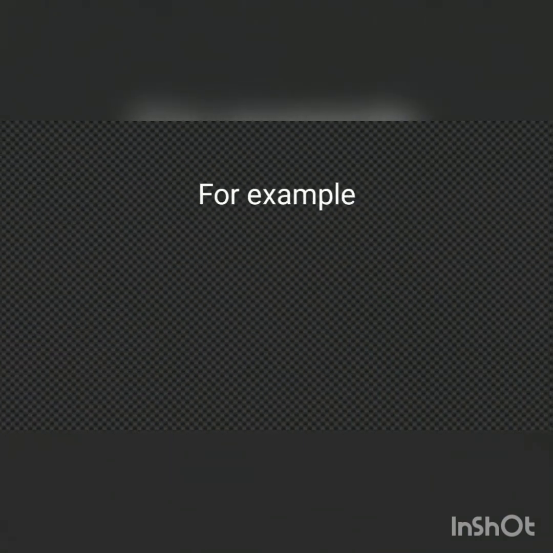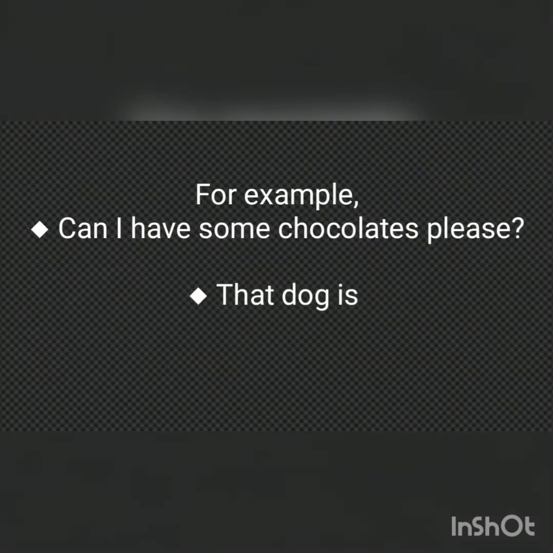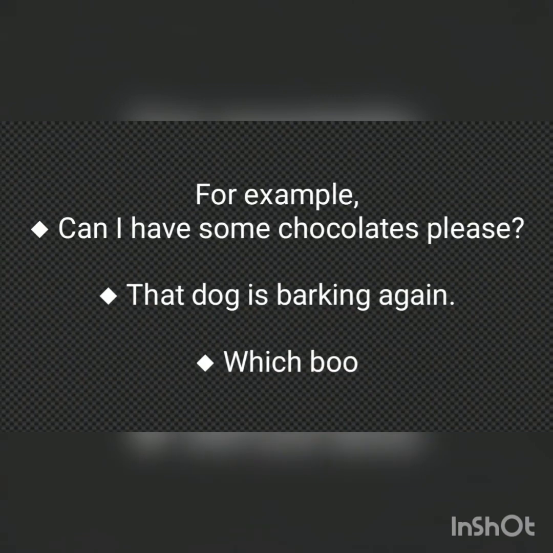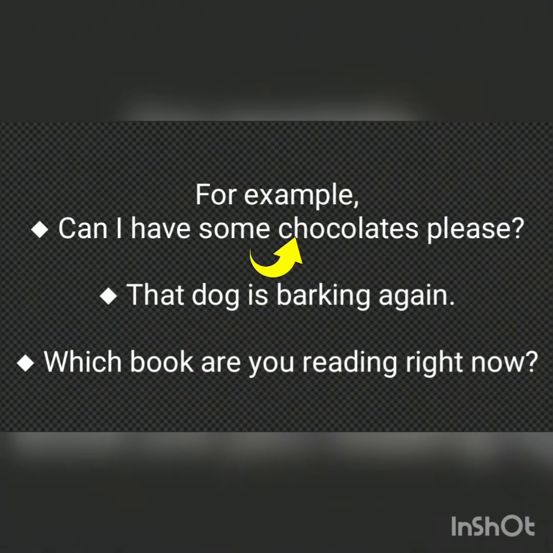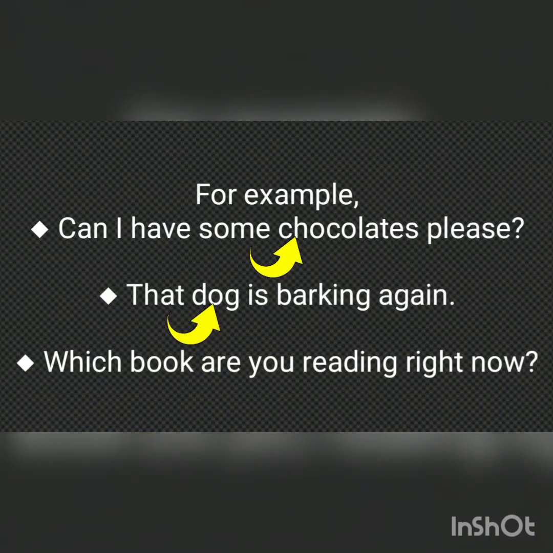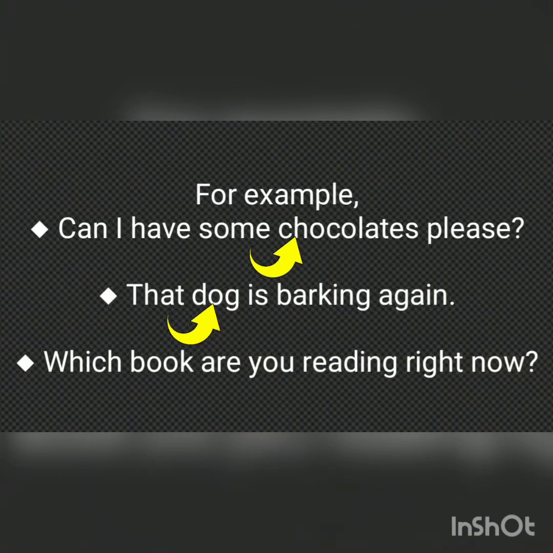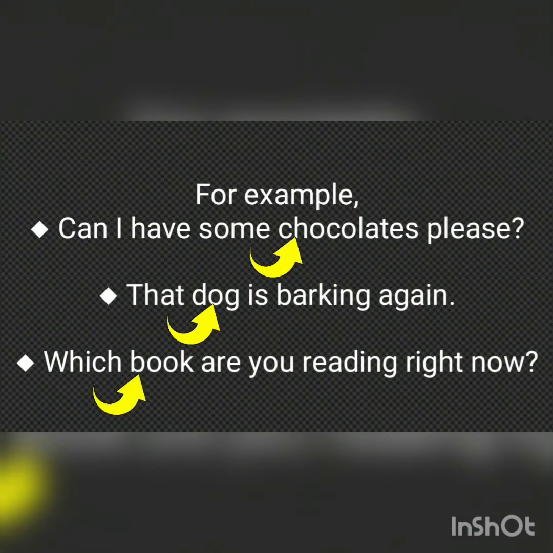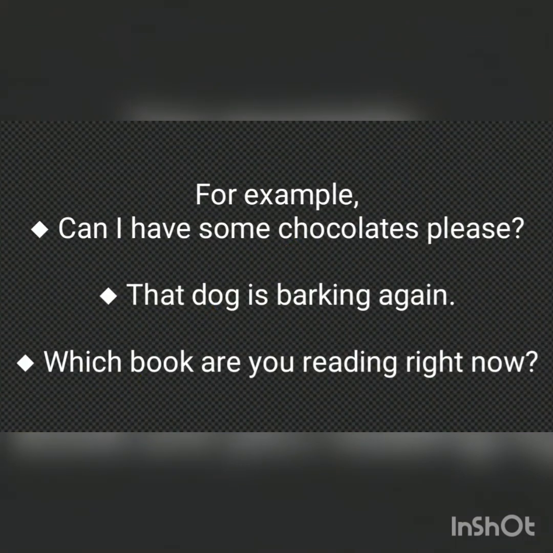Determiners are words placed in front of a noun to make it clear what the noun refers to. For example, can I have some chocolates please? That dog is barking again. Which book are you reading right now? Here, some is a determiner which is referring to the noun chocolates. In the second sentence, that is the determiner which is referring to the noun dog. And in the last sentence, the determiner is which and it is referring to the noun book.